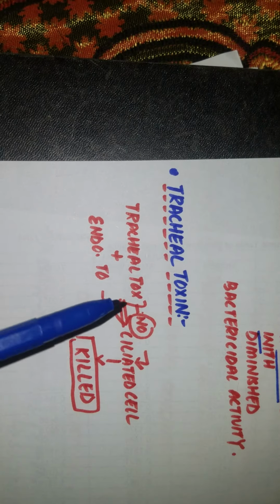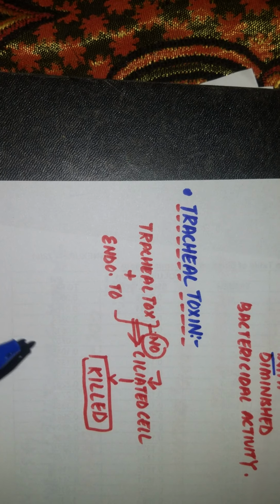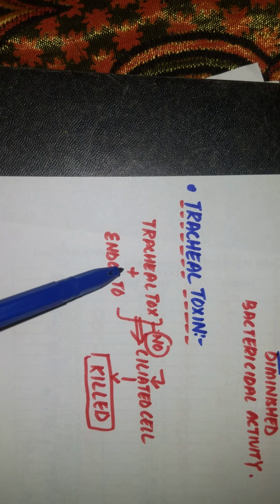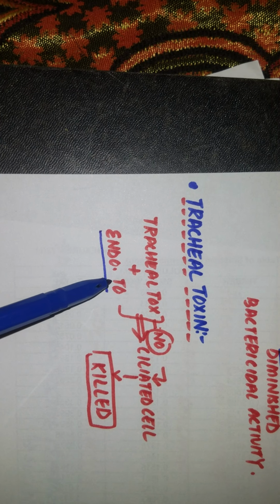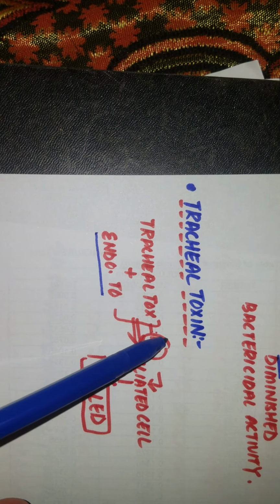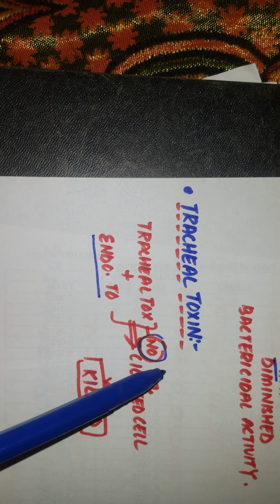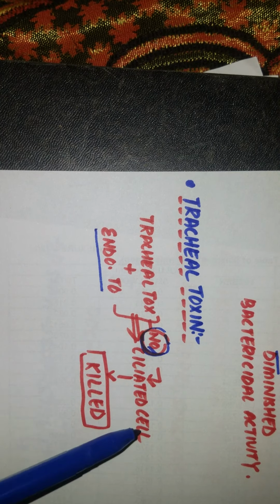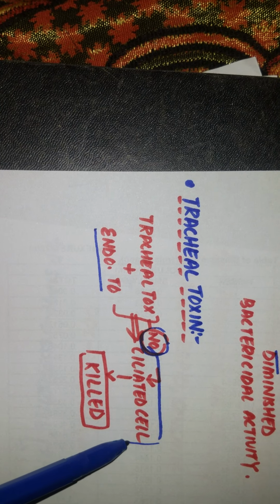The next toxin is tracheal toxin. The tracheal toxin is basically a protein, and it will combine with the endotoxin and produce nitric oxide, and this nitric oxide will kill the ciliated cells.